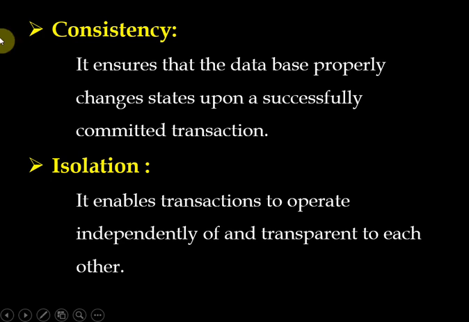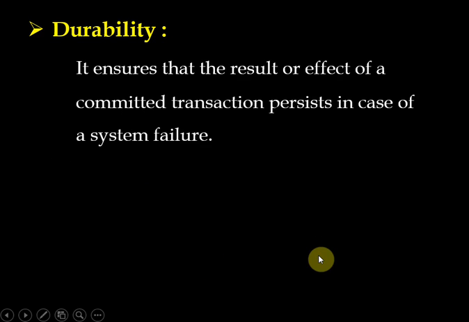The next is consistency. It ensures that the database properly changes states upon a successfully committed transaction. And the next is isolation. It enables transactions to operate independently of and transparent to each other. And the next one is durability. It ensures that the result or effect of a committed transaction persists in case of a system failure.